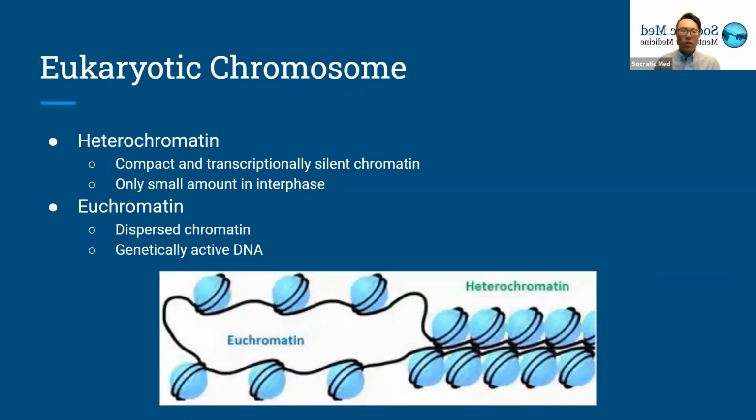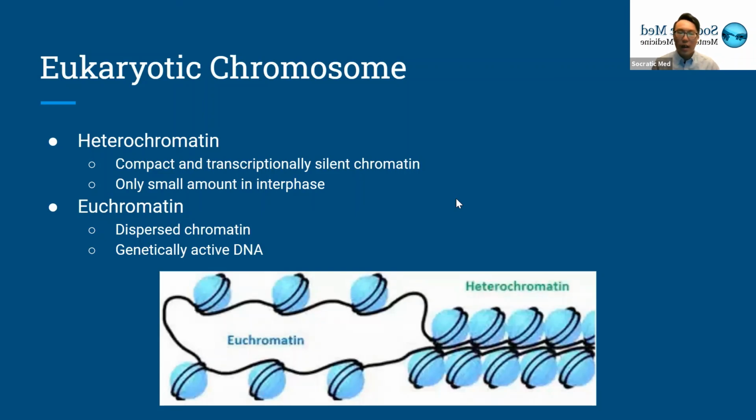And then eukaryotic chromosomes organize the DNA into either heterochromatin or euchromatin. Heterochromatin is compact and transcriptionally silent. So that's DNA that isn't transcribed or replicated a lot. When in interphase, you only have a small amount of it, because interphase is usually when the DNA is being used. So it'll be most likely euchromatin, which is dispersed chromatin.